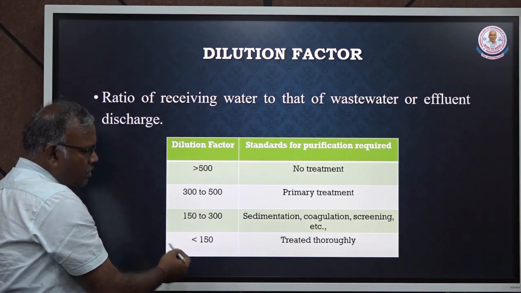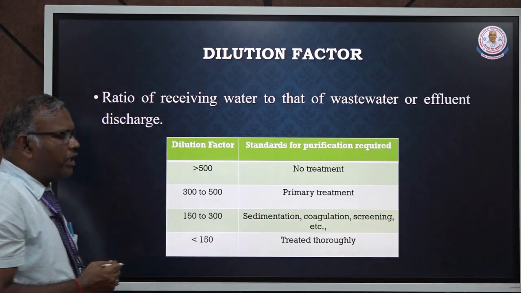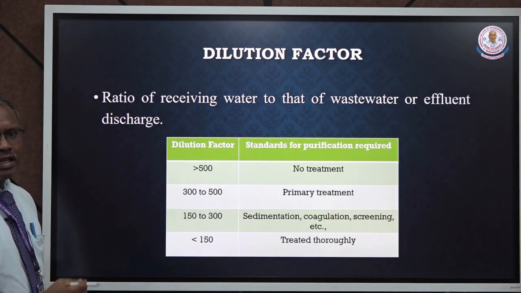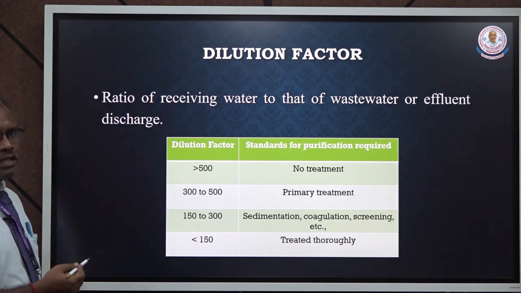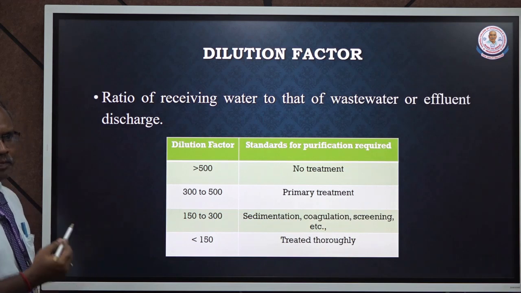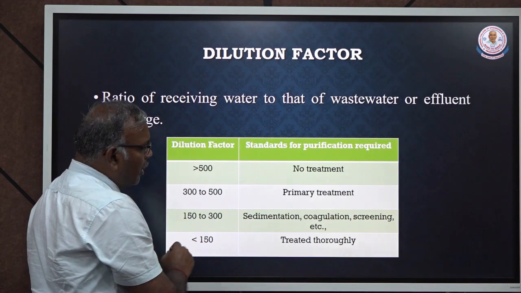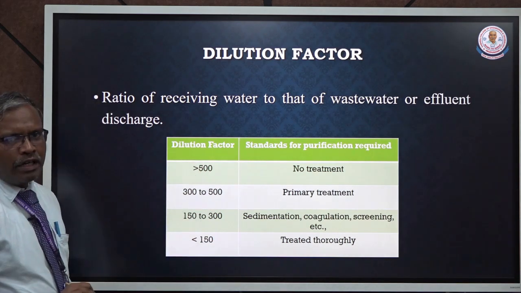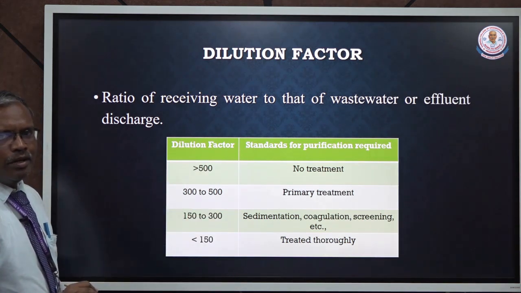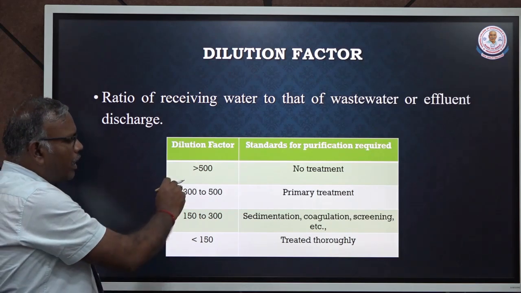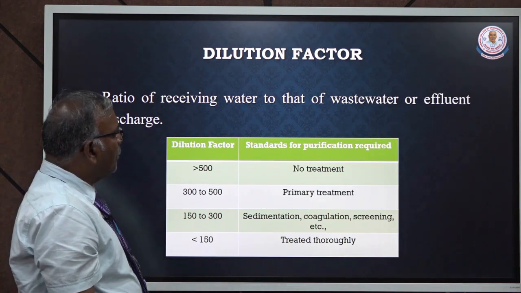And if it is less than 150, then I need to treat the sewage completely in order to ensure that the water body is safe for the aquatic lives, as well as the environmental conditions are favorable in that particular surrounding area. So, in order to ensure that, I need to check the dilution factor. It is nothing but the volume of water availability in a particular receiving water, so that I am able to discharge my sewage into the particular water body.